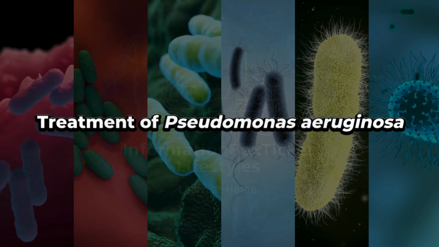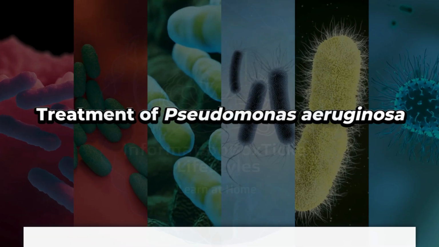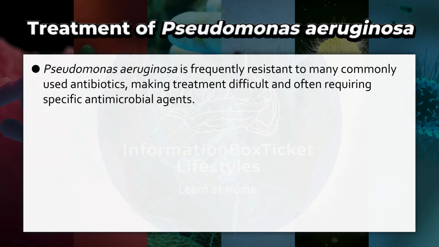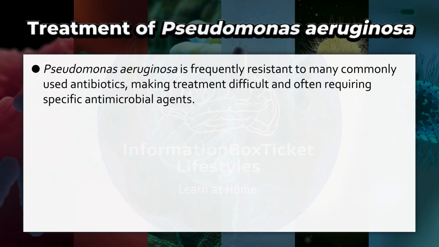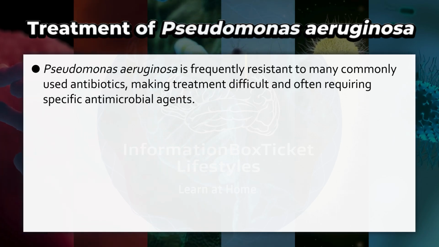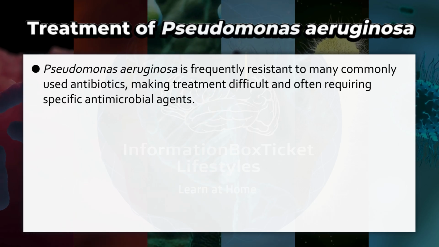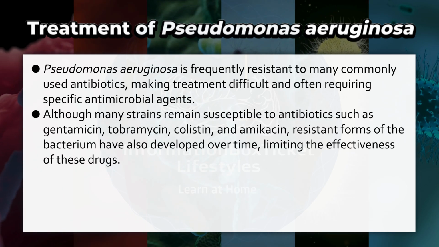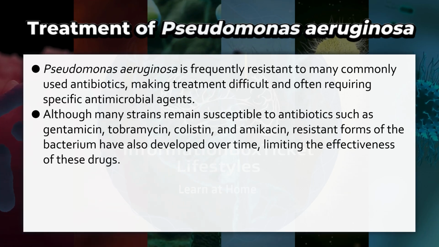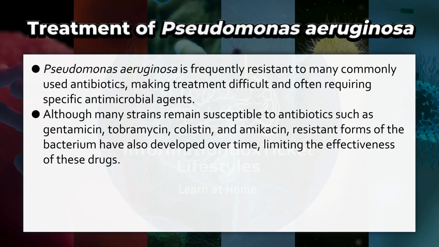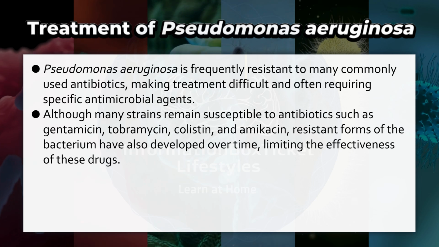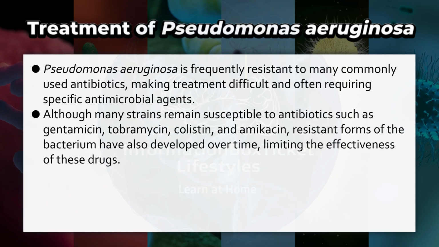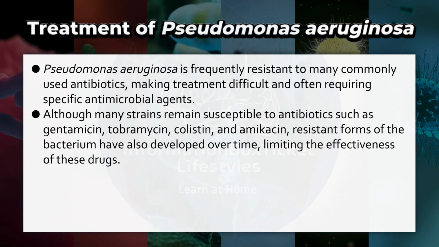Treatment of Pseudomonas aeruginosa. Pseudomonas aeruginosa is frequently resistant to many commonly used antibiotics, making treatment difficult and often requiring specific antimicrobial agents. Although many strains remain susceptible to antibiotics such as gentamicin, tobramycin, colistin, and amikacin, resistant forms of the bacterium have also developed over time, limiting the effectiveness of these drugs.